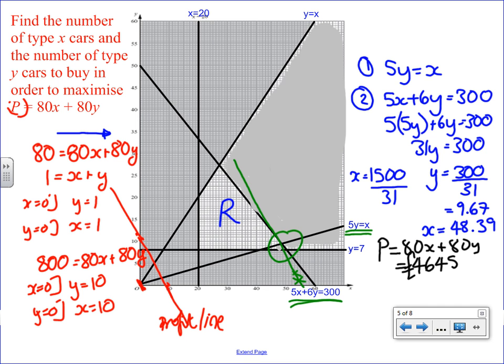So all the way along this green line, every combination of x's and y's causes the same amount of profit, but the only one of all those crosses that's in the region that we're allowed to be in is that one. So that's the solution to this optimization problem.